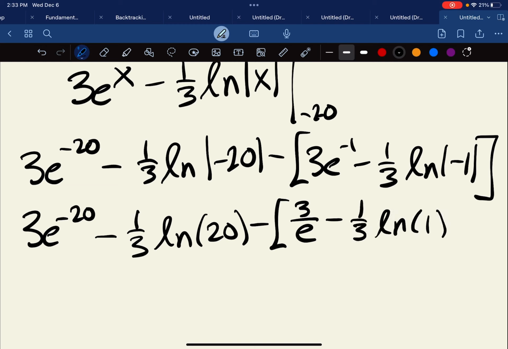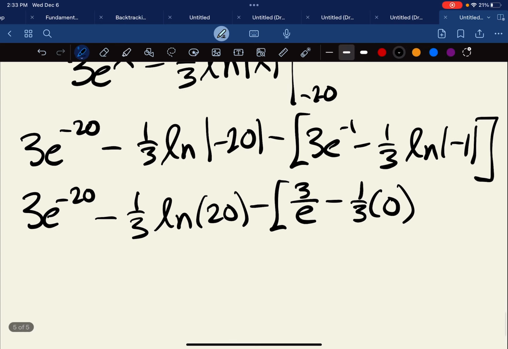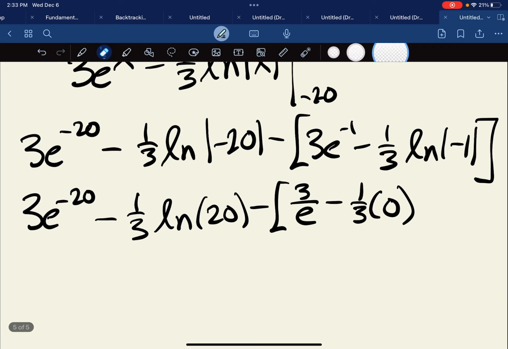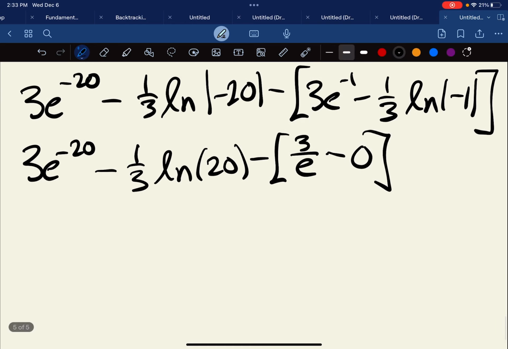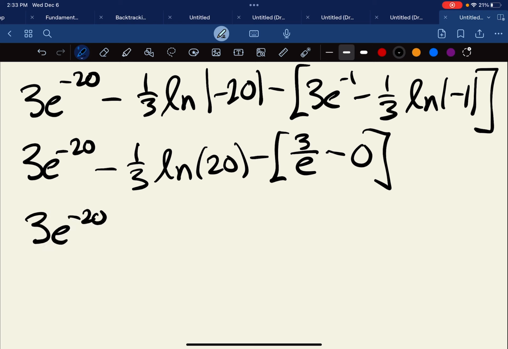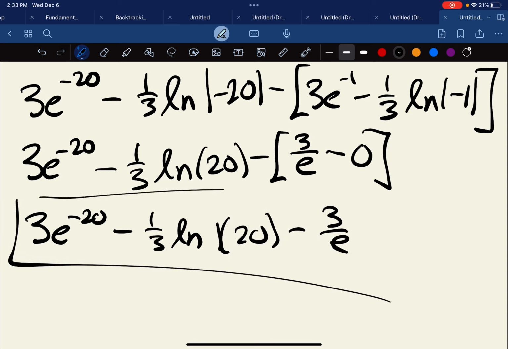And then actually, let's just say 0, right? Because ln of 1 is 0. ln of 1 is always 0, so ln of the absolute value of -1 is always 0. So this term is going to be 0. Okay, so now our final answer should be 3e to the -20 minus 1 over 3 ln of 20 minus 3 over e. And this is an acceptable final answer.